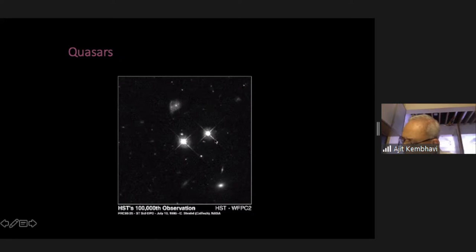How do we know that it is a star? It is a star because you can see the structure here, and then you can look at its spectrum, and then you'll know that it's a star. And then here, at the center of the frame, you've got another object which looks exactly like the star, but if you look at its spectrum, it is totally different.